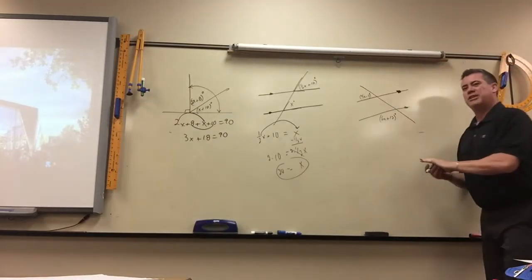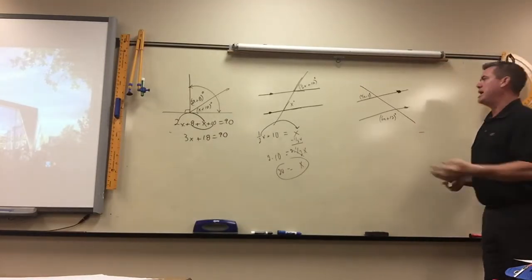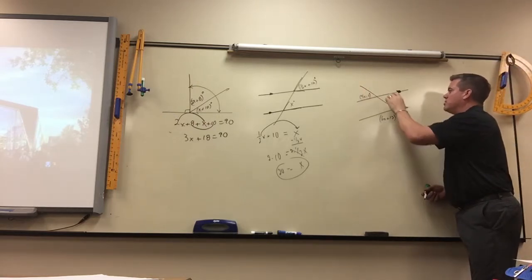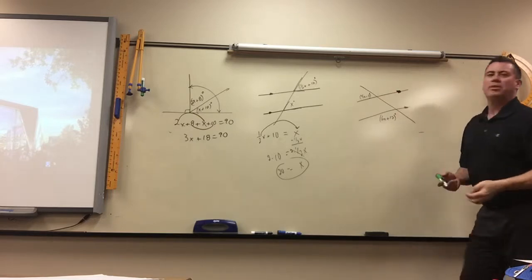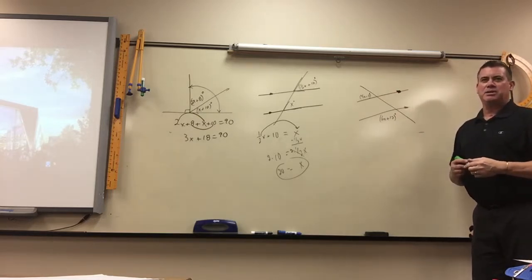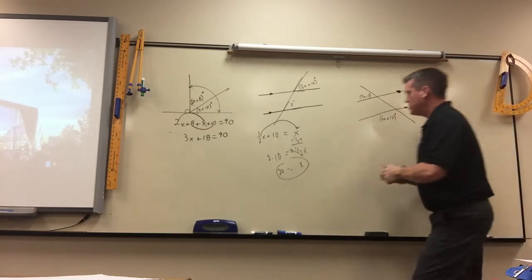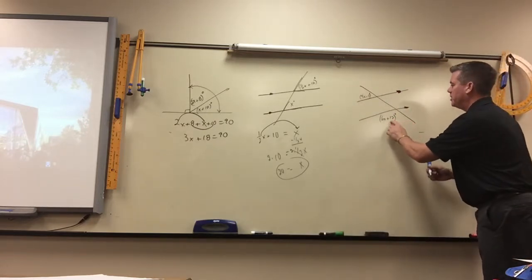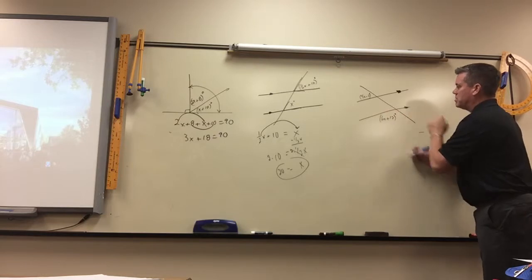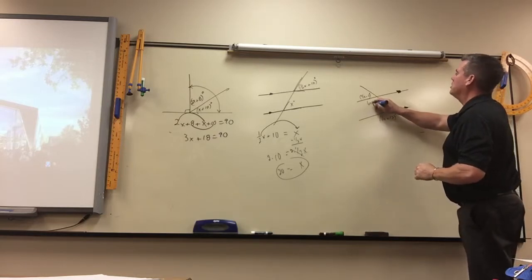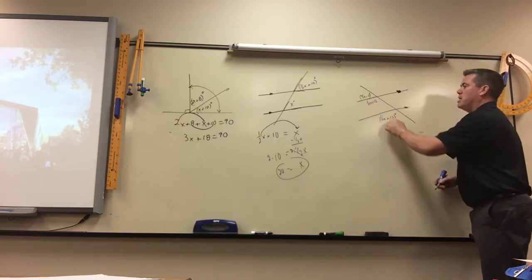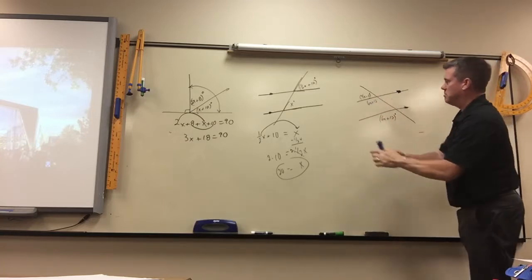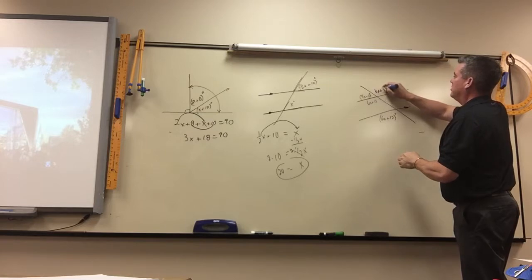These two are actually none of the four things. They're not corresponding. They're not alternate exterior. They're not same side. But you can tell that they are going to be supplementary. And the reason why is this. You can use any one of these. If this angle is 6x plus 12, so is this one, because they're corresponding. Or you could have made this one 6x plus 12 because they're alternate exterior.